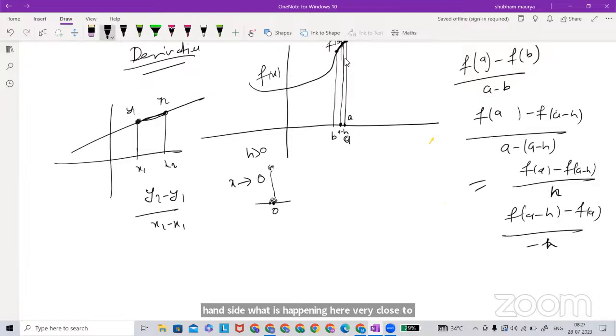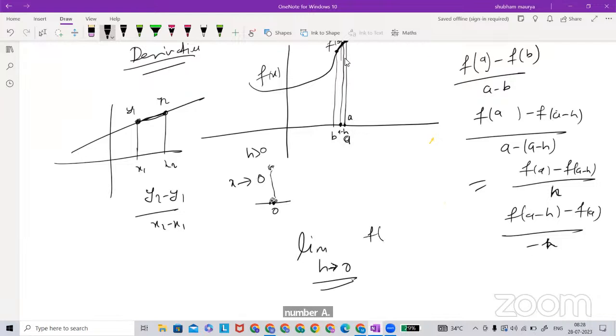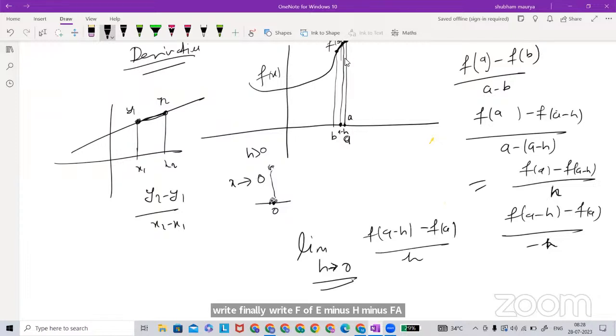Very close to 0, we want to tell that limit h goes to 0, right? That means h is very small. That means you are beside a, very close to a. That's why here you can denote with the limit. We are actually talking about very close to that number a. So we can finally write limit of f of a minus h minus f of a, upon minus h. So this is called the left derivative.